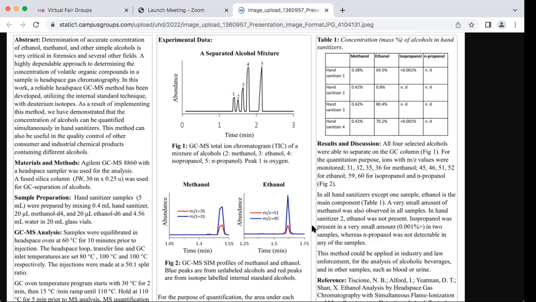The whole point was to study whether what the label claims is true. Basically, this label says this hand sanitizer has 70% ethanol. Well, we tested it and it did have 70% ethanol in it. It was a test to see if the company making it is honest and telling the truth. It was all good results. All the labels were truthful.